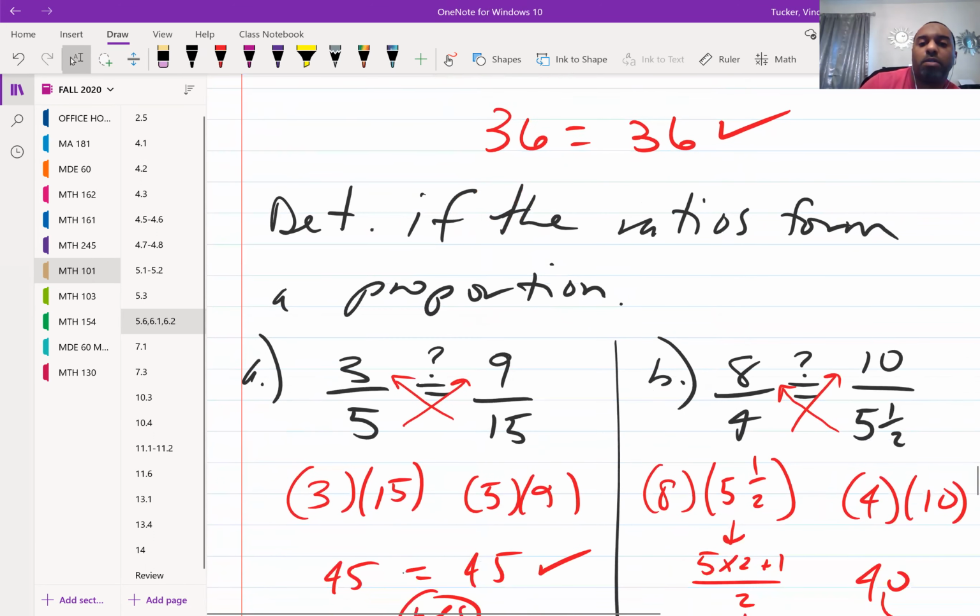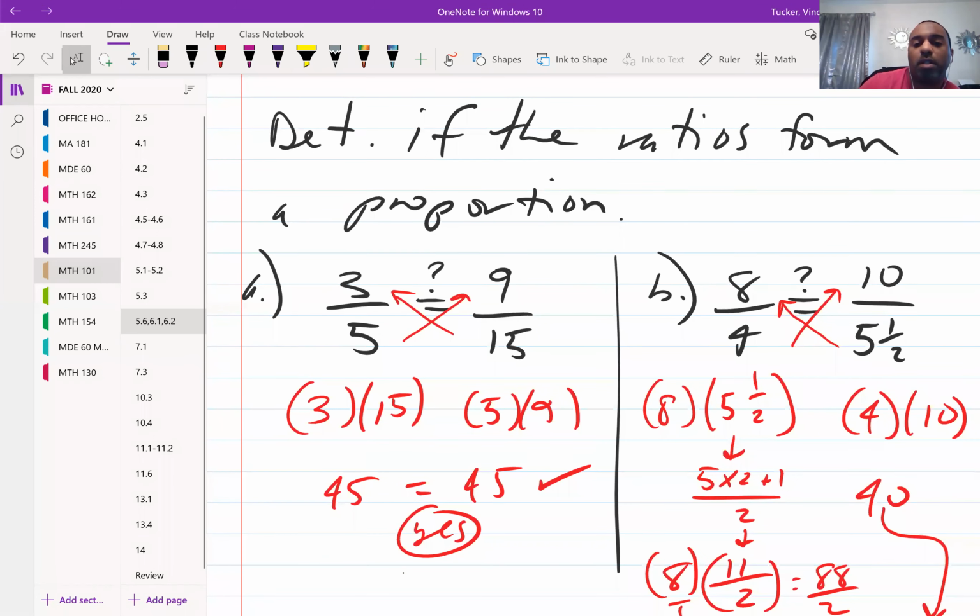All right, so I kind of already did the work, but it's all good. They want us to determine whether these ratios form a proportion. So you would just cross multiply. 3 times 15 and 5 times 9 both give us 45. And since they are equal, that means yes, they do form a proportion.